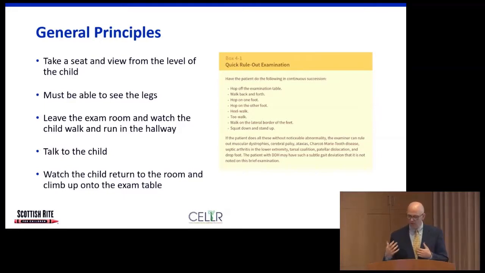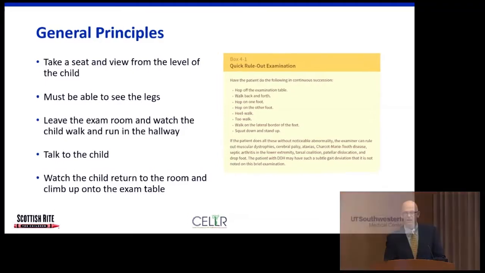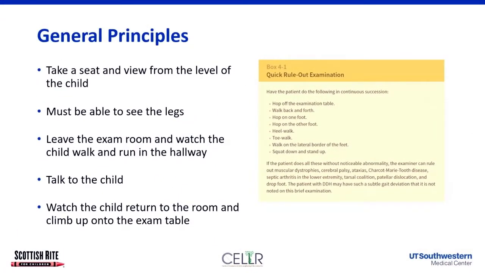So the box on the right-hand side of your screen is just a quick rule-out examination. It's a very easy, quick orthopedic examination, and a lot of times can rule in or rule out whether what you're looking at orthopedically is related to something neurologic or something related to a congenital issue or a developmental issue, or is the patient really just normal and there really isn't anything underlying.